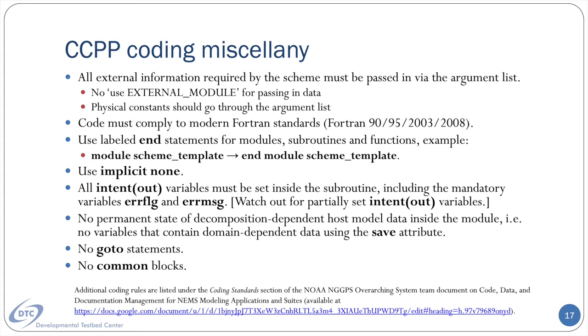If a variable is labeled as intent out, it must be set within the routine. In addition, variables that contain domain-dependent data cannot be kept using the save attribute. Further, go to statements should not be used and common blocks are forbidden. Finally, as a reminder, schemes should not stop or abort the model, and IO should be contained within the init subroutine, like for reading lookup tables. Please see the written documentation for further details, including rules for parallel programming.